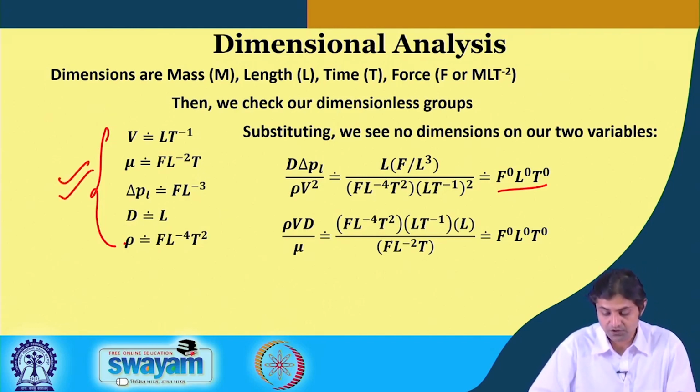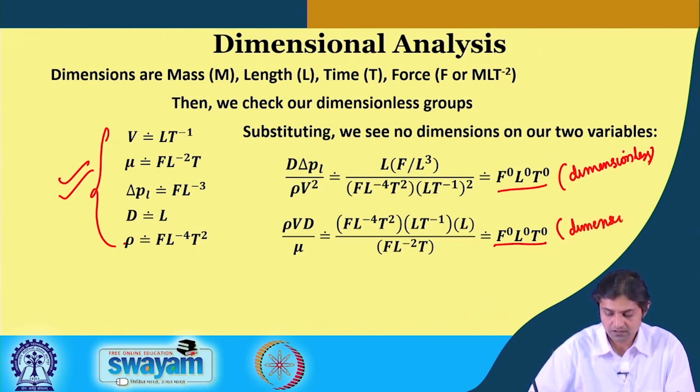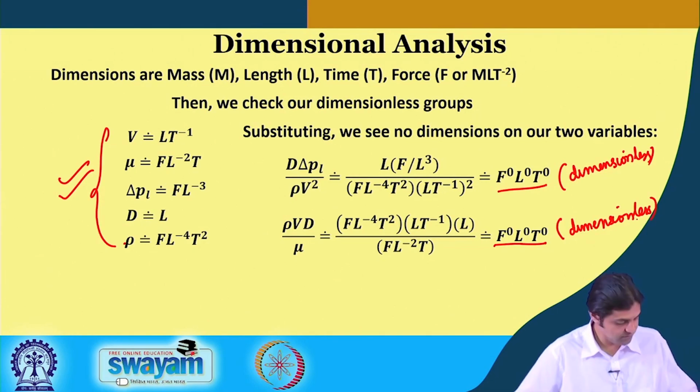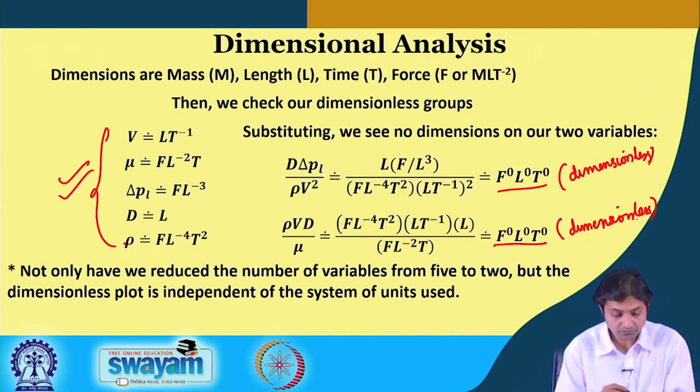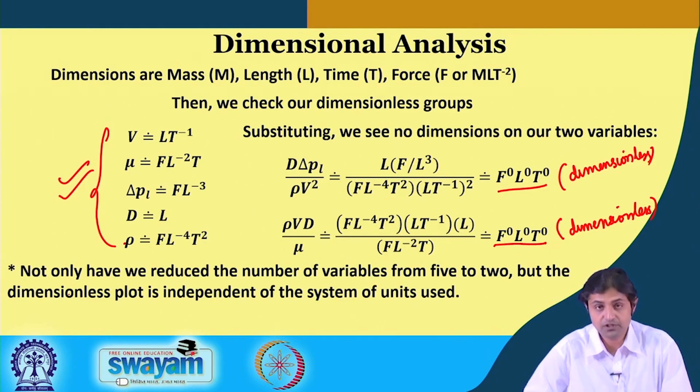Okay, and if you try to cancel out, we will again get f to the power 0, L to the power 0, t to the power 0. So, basically this means dimensionless. Okay. So, now we have not only reduced the number of variables from 5 to 2, but the dimensionless plot which we have got in the last slide is independent of the system of units used. Does not matter if we have used the SI system or CGS system or any system for that matter, because there are no dimensions associated with it.